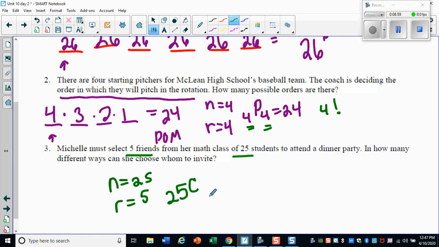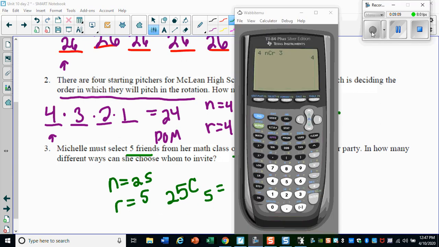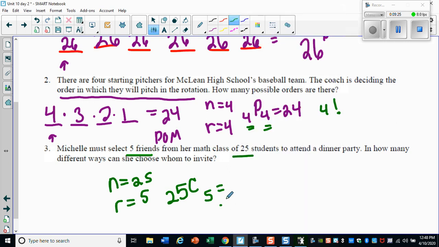So 25 choose 5. Okay, and just as a refresher on your graphing calculator, I'm just going to go ahead and do it with you. You're going to type in 25, go to math, go over to probability. In this case, we're doing combinations, and then you're going to hit 5 and enter. So 53,130. That is a lot.